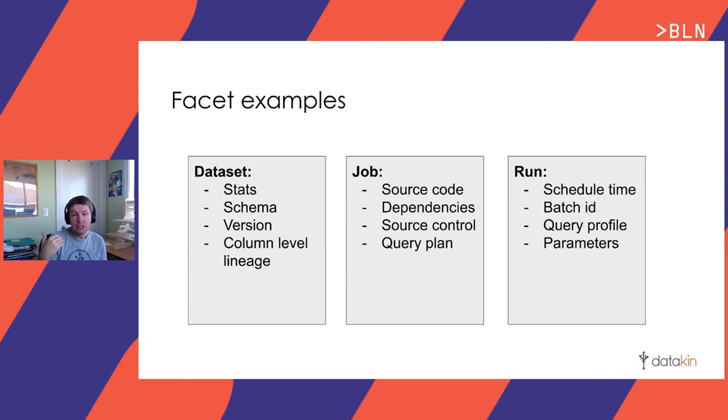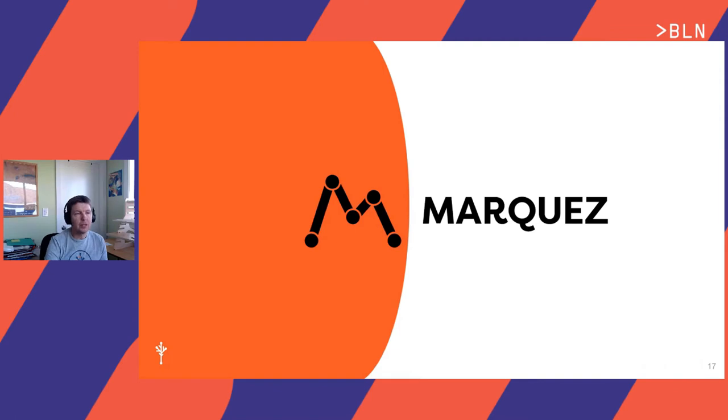At the job level, you may be capturing what was the version of the job at the time it ran, what were the dependencies or the versions of the dependencies, where is it stored in source control, what was the query plan. At the run level, you may care about the schedule time, the batch ID, if that's a thing in your scheduling model, what were the query profiles, or what parameters were passed to the particular run, or hyperparameters, for example. And so that's OpenLineage making observation about a job that's running.